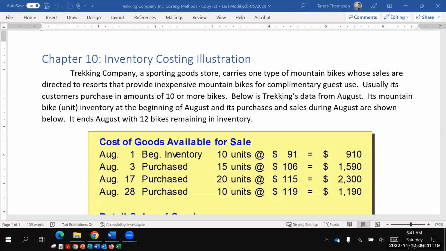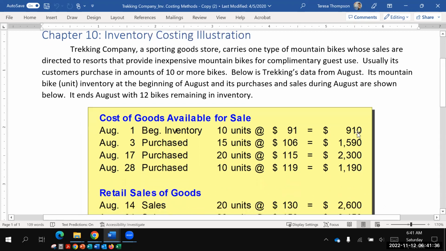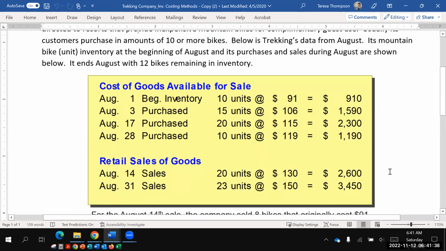All right, now we move on to the actual calculations under the four methods. So let's use an illustration to help us work through these. So go ahead and download your own copy of the handout for Trekking Company. All right, so this is a little more realistic of the information we'll be given.